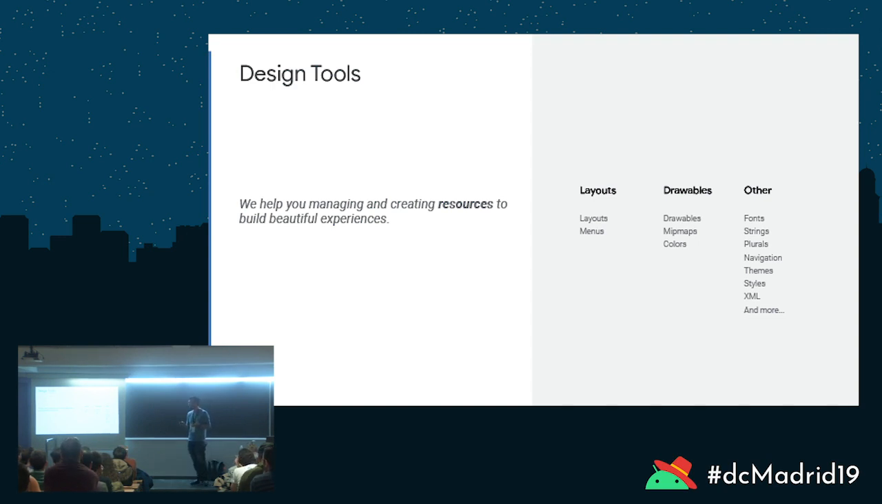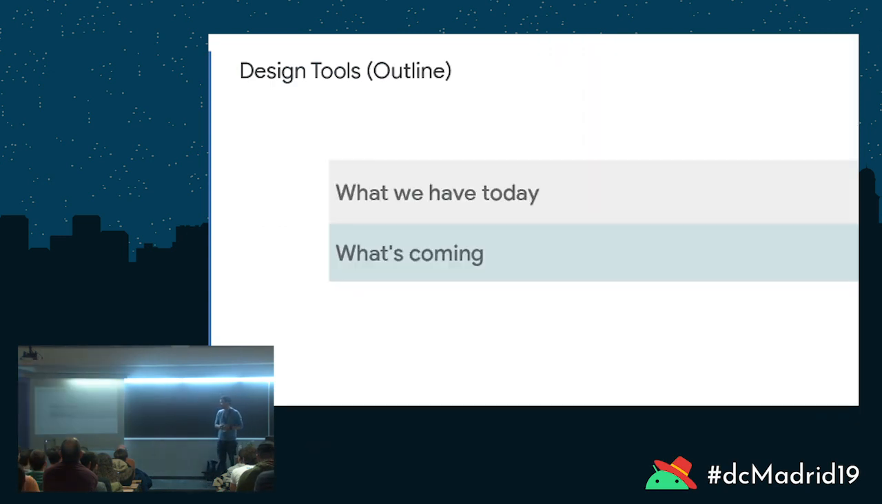So in design tools, what we do is we try to create UIs that help you managing those resources, so you don't have to actually do all of them by doing XML. But if you choose to do XML, we also talk about that. So basically, the talk has two parts. The first one is what we have today. It's the tools that we have today in 3.6, which is the release candidate version.